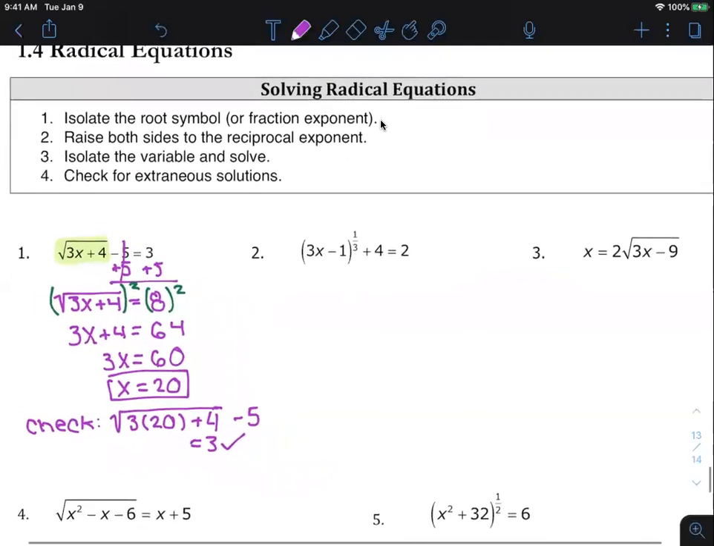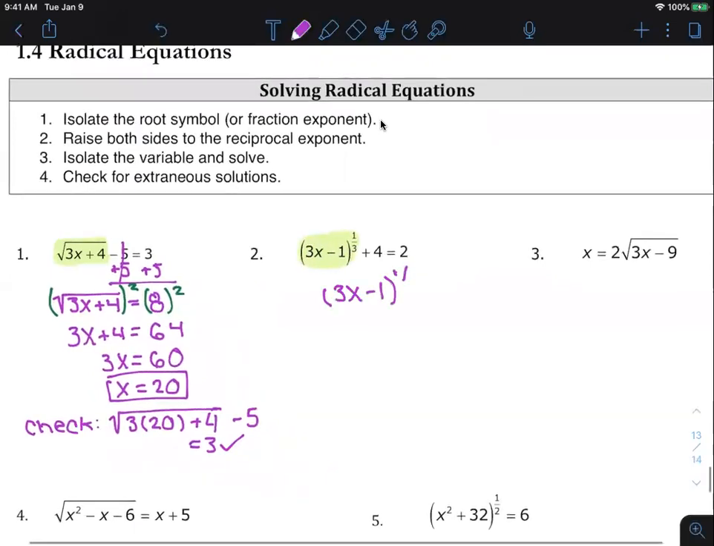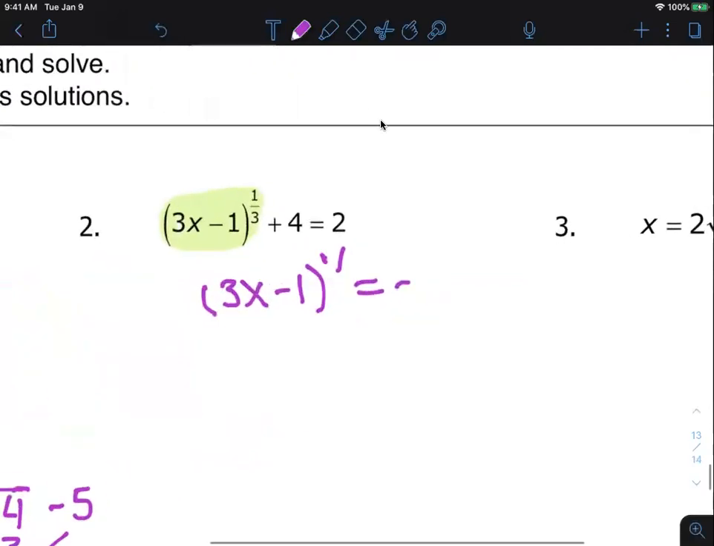Let's take a look at number 2. Here's one with a fractional exponent. Same idea here. You want to isolate the fractional exponent. So we have to move over the plus 4 by subtracting 4 from both sides. That's going to leave me with 3x minus 1 to the 1/3. And then 2 minus 4 is negative 2. My fraction looks a little strange. I'm going to fix that. So that should be a 1/3.